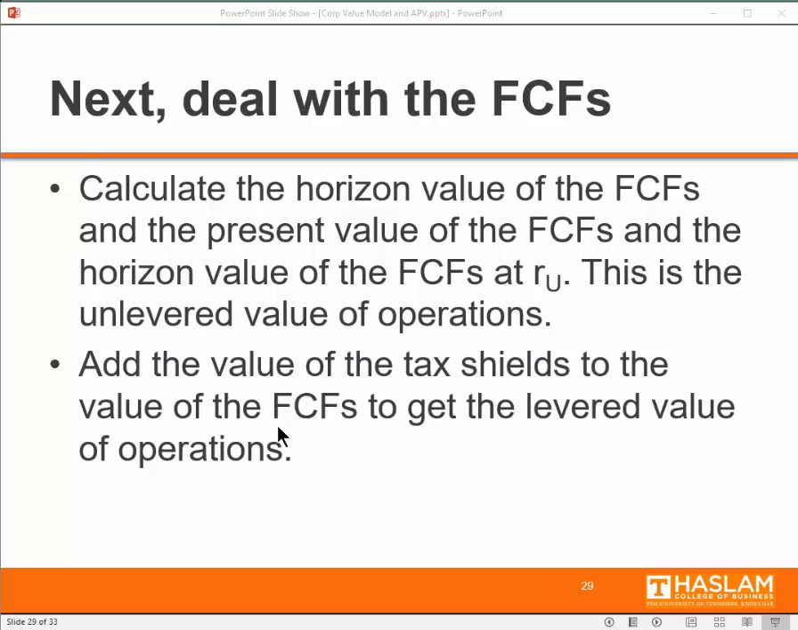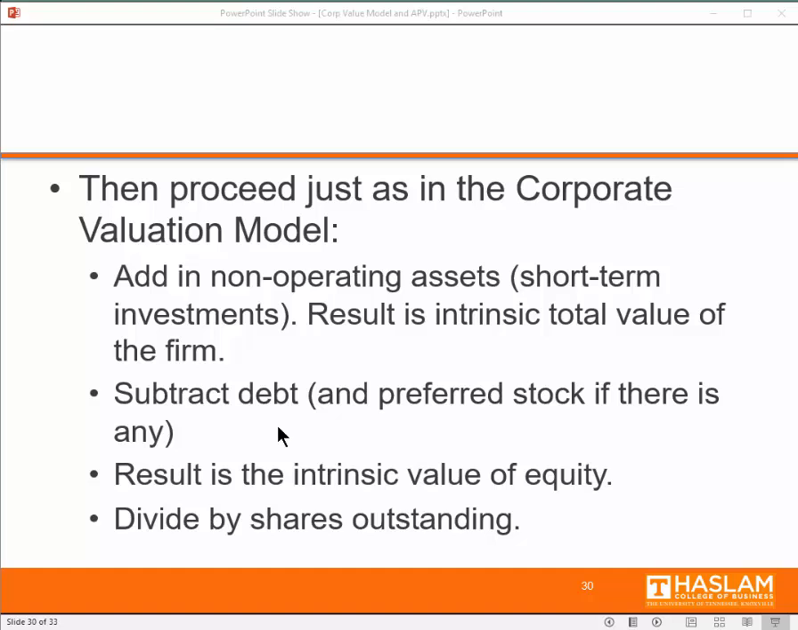Now, when we did this with the corporate valuation model, we included the tax shields in the weighted average cost of capital. And that end result at that point was just the value of operations in total. But with the APV model, we need to do first this, and then we need to add to this present value of the free cash flows the value of the tax shields that we just generated just a minute ago.